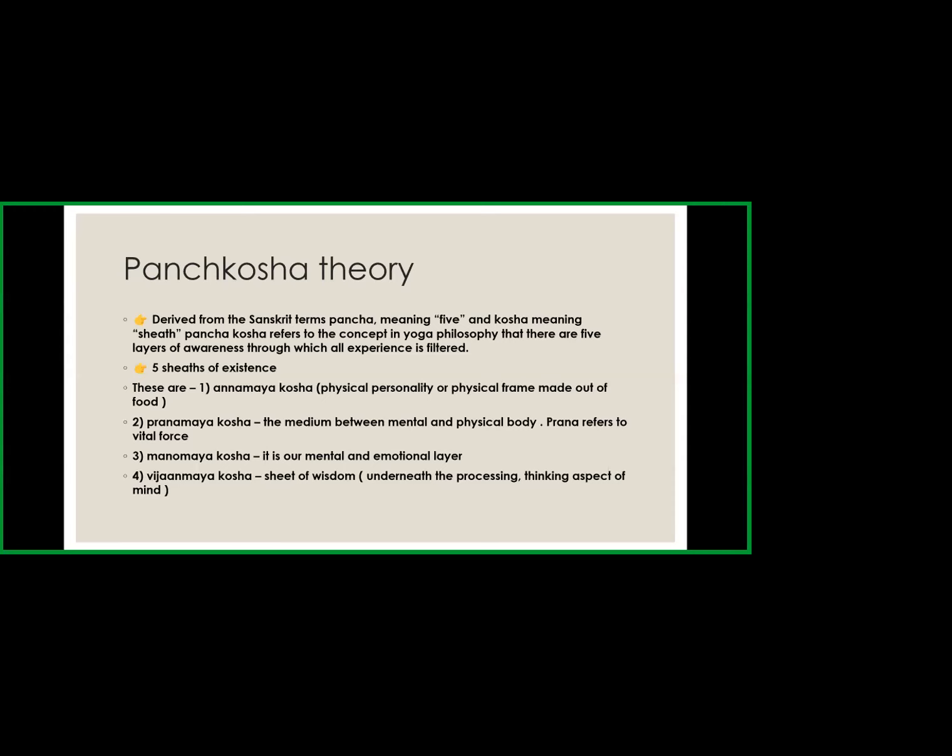So the first kosha is Annamaya kosha. The Annamaya kosha is the physical body that we see. And the Annamaya kosha, the physical body, is made up of food. So the food we eat and the physical activity we do influence the Annamaya kosha.